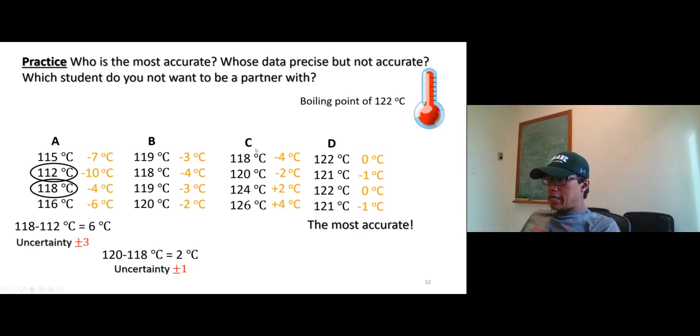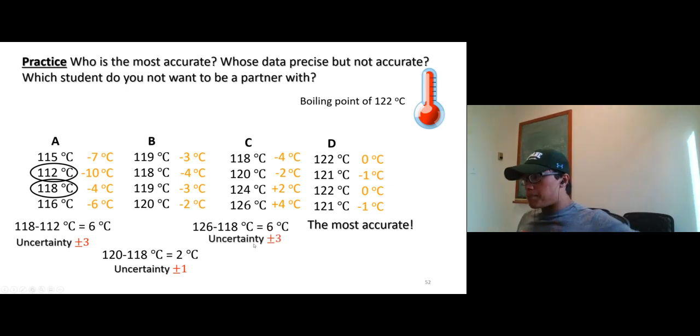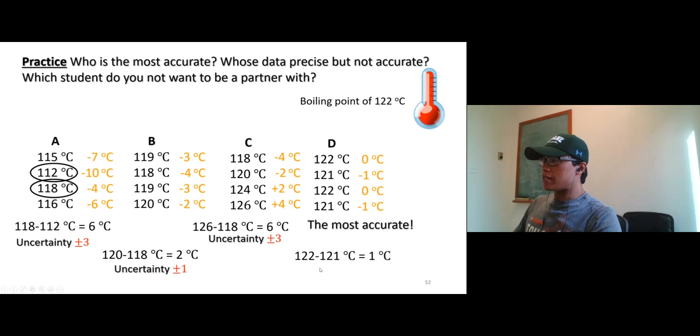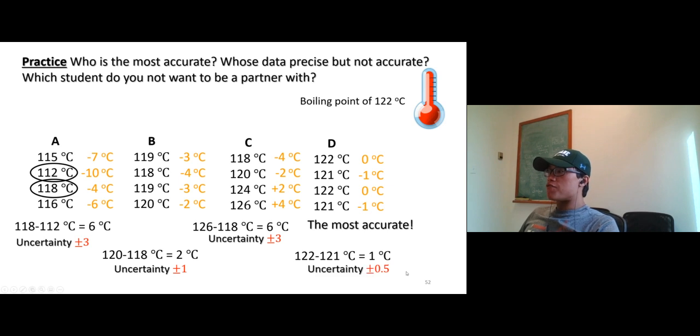In C, highest 126 minus 118, same thing, 6 degrees. Uncertainty plus minus 3. And in D, the highest 122 minus 121. The gap is 1, so the uncertainty range is 0.5, right? Plus minus 0.5. So D is the most precise, and B and D are really close. In a real situation, plus minus 1 and plus minus 0.5 are close enough.